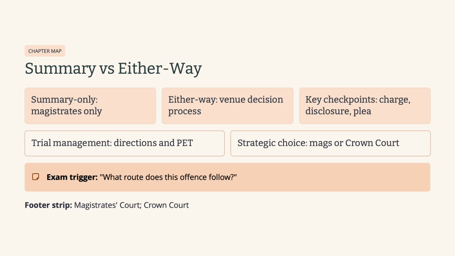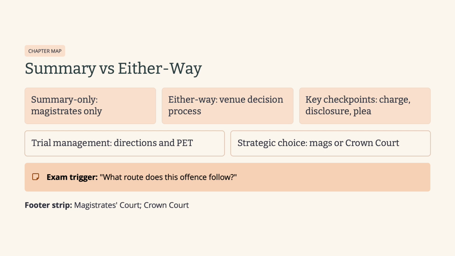So key checkpoints apply to both tracks: charging, disclosure, entering a plea, trial, management, and directions. Understanding these checkpoints helps you track where a case is in its journey through the system. For either way offences especially, the strategic choice between magistrates' court and Crown Court trial becomes critical. This choice affects everything from trial preparation to potential sentencing outcomes.